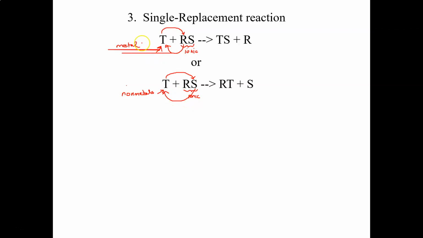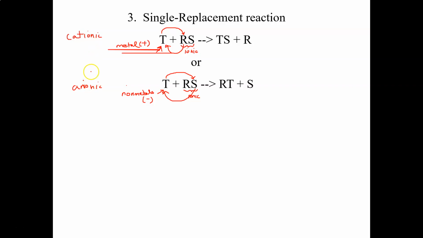Now remember, metals are always the positive ions. They're always the cations. Nonmetals are always the negative ions. They're always the anions. So this is a cation replacing a cation, so we call this cationic single replacement. And this here is an anion, so an anion replacing another anion is anionic single replacement. So those are important terms.